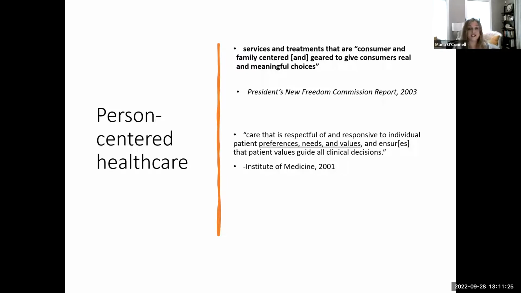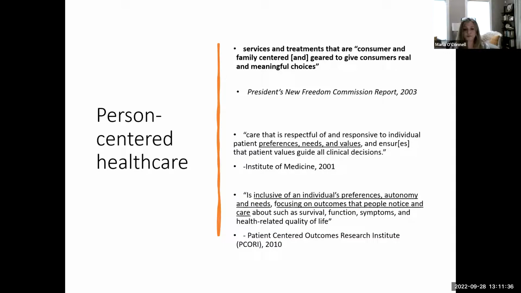And this is where the Institute of Medicine also came out in 2001, that care needs to be responsive to patients' preferences, needs, and values. And PCORI also said that person-centered care is inclusive of individual preferences, autonomy, and needs, and focusing on outcomes that people notice and care about. So as you see here in the person-centered literature, there's a lot of talk about preferences and values and hopes.